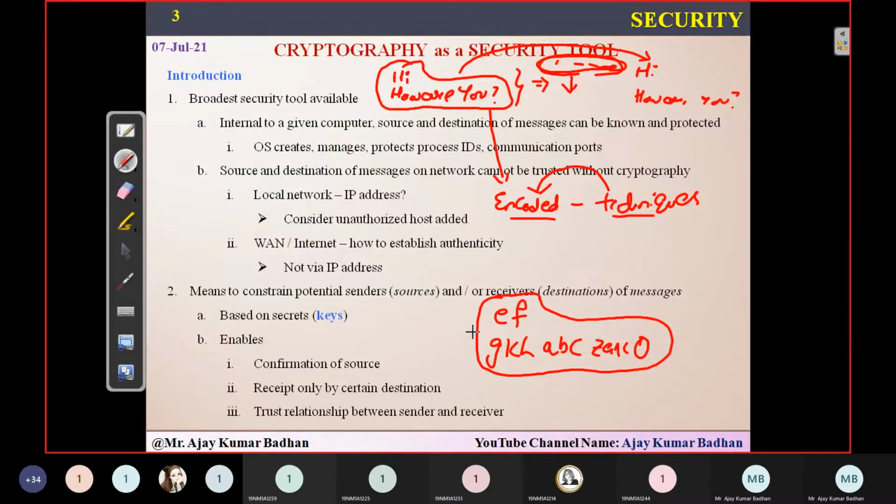Can you read this particular code? I mean, read this message. What exactly is it? This is the same thing I have written. "Hi, how are you?" This is also "Hi, how are you?" But the only difference is that when it is transmitted over the network, it will be encrypted in this particular format.